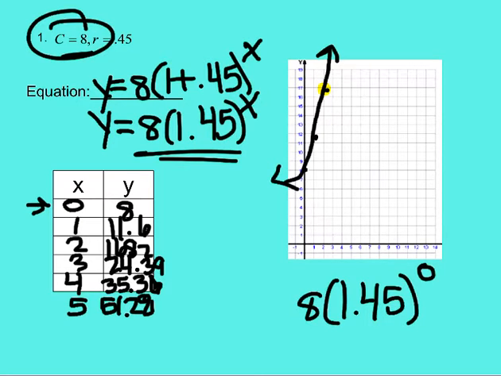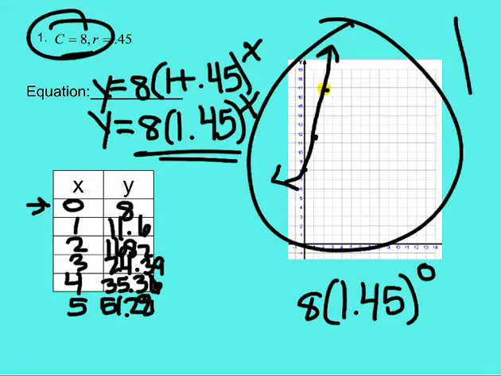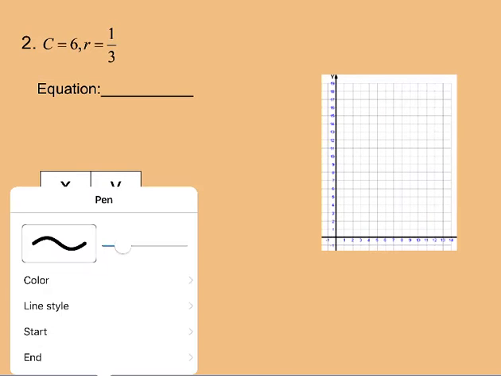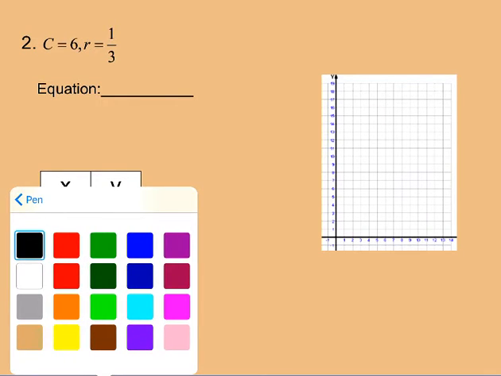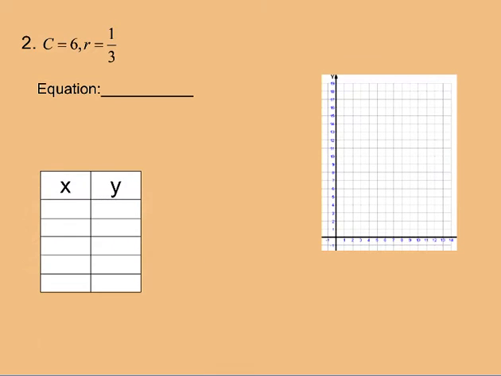Now, when you're doing exponential growth, your graph should always be going up, okay? You shouldn't be sloping down. If you're sloping down when you do exponential growth, then you did something wrong, okay? Let's take an example of another one of these. So what we're going to do here is we're going to write out the growth equation.